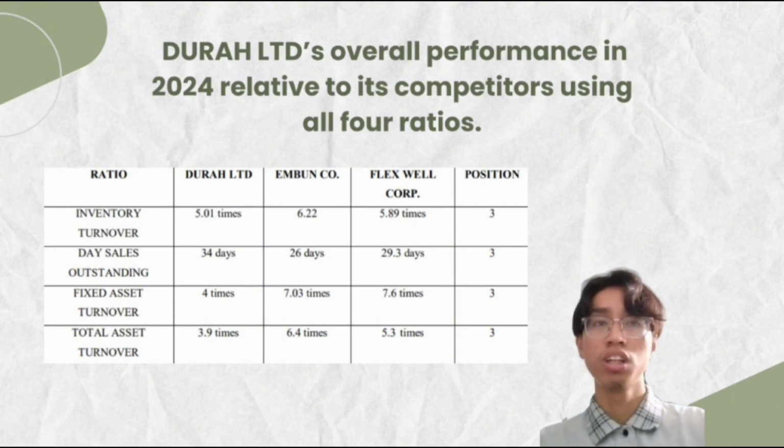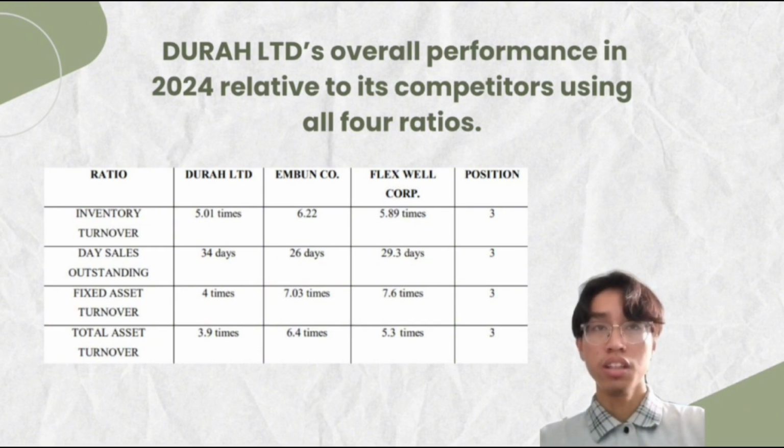This suggests that the other two companies are doing a better job in managing stock. For days sales outstanding, DURAH takes the longest time to collect payments from its customers, which is 34 days, while NBU collects in 26 days and Flexwell in 29.3 days. This slower payment collection could cause cash flow problems for DURAH LTD, especially when it comes to covering its short-term expenses. Looking at fixed asset turnover, DURAH's result is 4 times, which is much lower compared to NBU at 7.03 times and Flexwell at 7.6 times.